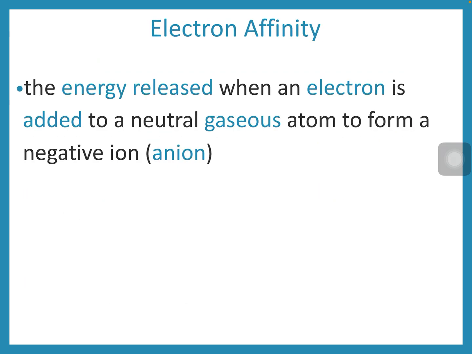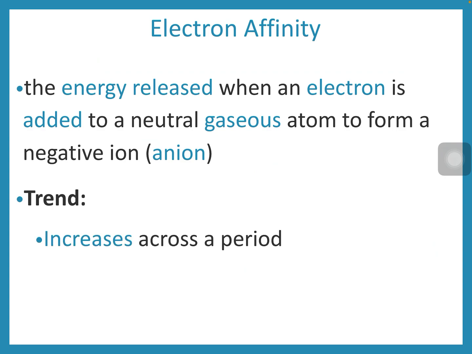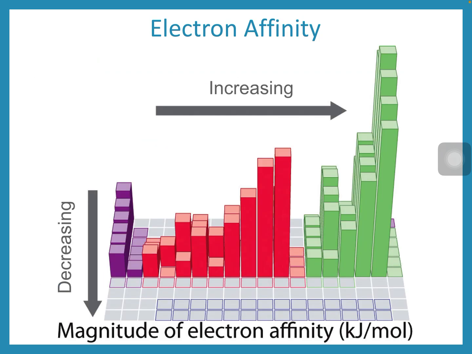Electron affinity is the energy that is released when we add an electron. Specifically, the atom needs to be neutral, with the same number of protons and electrons, and in gaseous form for this to happen. Because we are adding an electron, it becomes a negatively charged ion. So what trend do we see in how much energy is released when we add an electron? When we move across the period, there is an increase in the amount of energy released, and there is a decrease as we move down the group. So why is that?